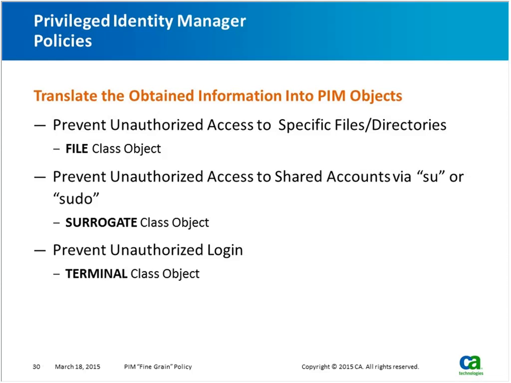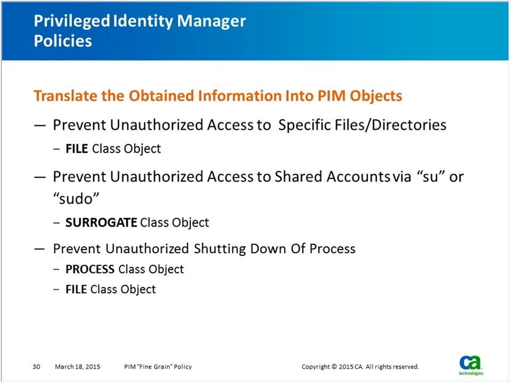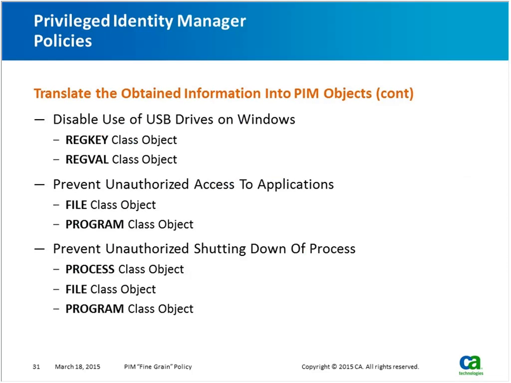Next slide, 31. Other things we could do: for example, this one came up a while back, I want to disable the use of USB drives on Windows. Those are usually associated with a reg key and a reg val object class, and we can identify what those classes are and protect against those things. We can define file resources, and define reg key and reg value entries and make sure that the registry key value doesn't change to enable the USB drive.